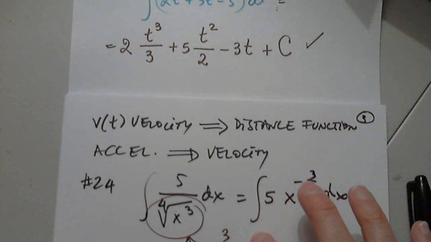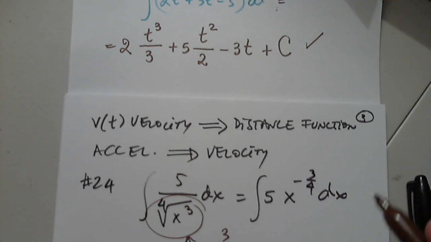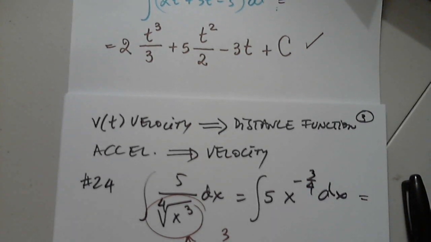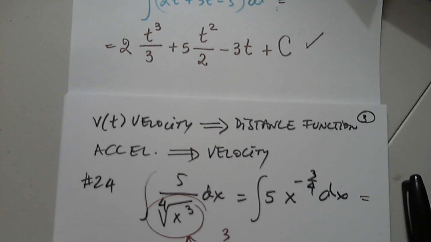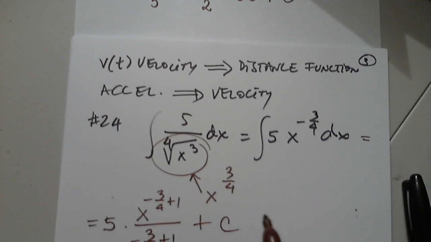So the indefinite integral of 5x to negative 3/4 dx is not difficult. 5 stays in front. X, I increase the power by 1. Let's write it so we can see it. Divide by exactly the same number, plus a constant c. And now I have to perform the calculations, but that's all I needed to do.